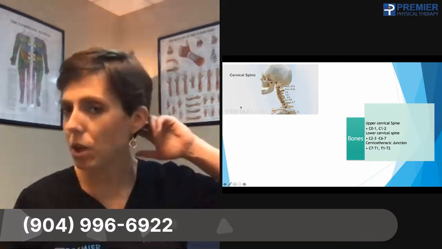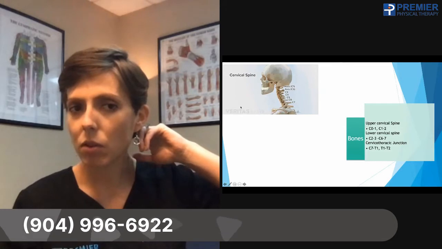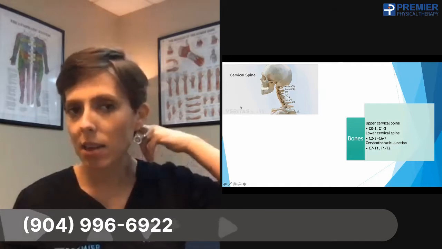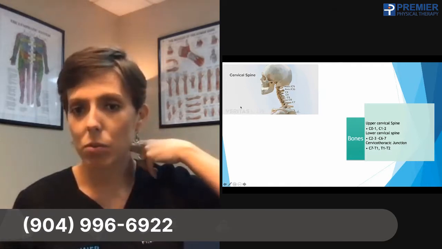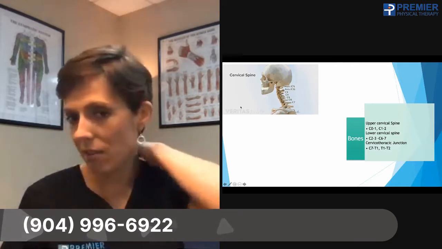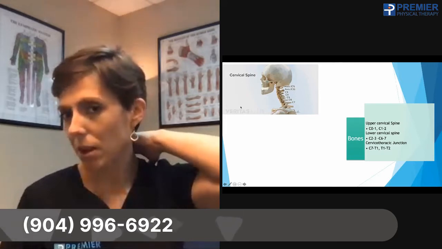So if you can feel your skull, right when that skull starts to drop off, that's where we start to get these first two bones, the atlas and the axis, and they have a little bit of a different type of mechanics than what the mid-cervical spine has, which starts around C2-3 down to C6-7, which is down where we feel the biggest bump that comes out at the base of the neck.